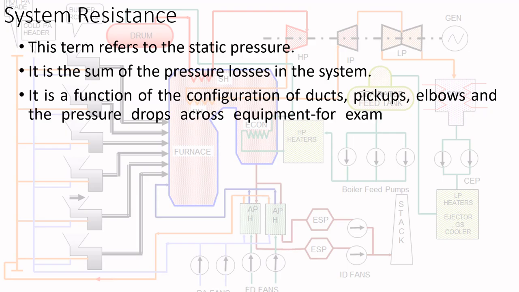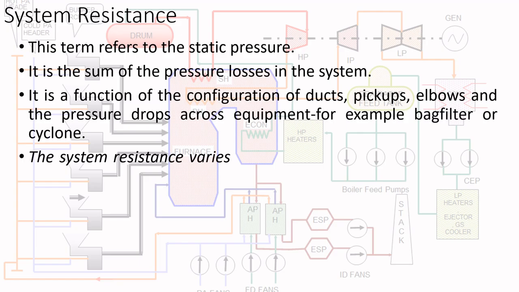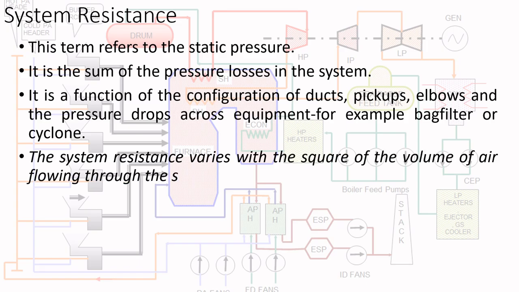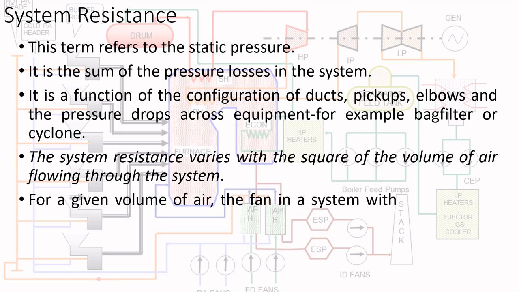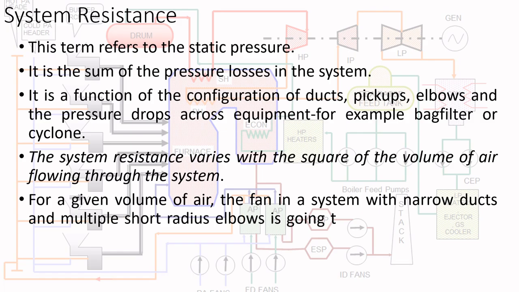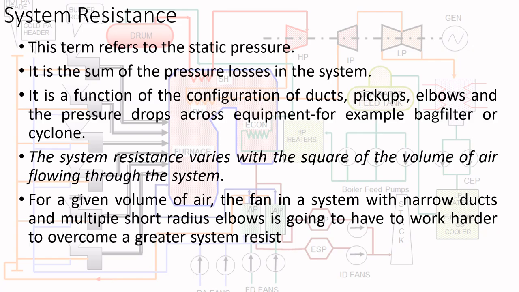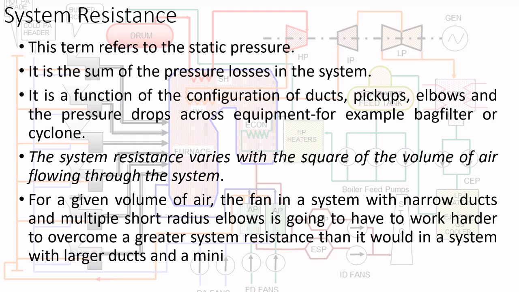Now, you can take an example of a bag filter or a cyclone, wherein there may be some pressure drop across the equipment. Now, the system resistance varies with the square of the volume of air flowing through the system. This is an important property. For a given volume of air, the fan in a system with narrow ducts and multiple short radius elbows is going to have to work harder to overcome a greater system resistance than it would in a system with larger ducts and a minimum number of long radius turns.